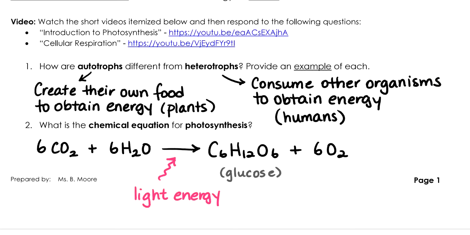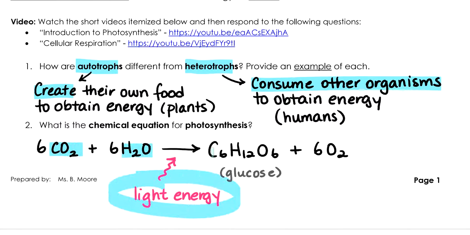As we saw in the video, autotrophs are organisms that create their own food to obtain energy, such as plants, whereas heterotrophs have to consume other organisms to obtain their energy, like us. Photosynthesis is a chemical reaction that takes carbon dioxide and combines it with water and light energy to produce glucose and oxygen gas as a byproduct.